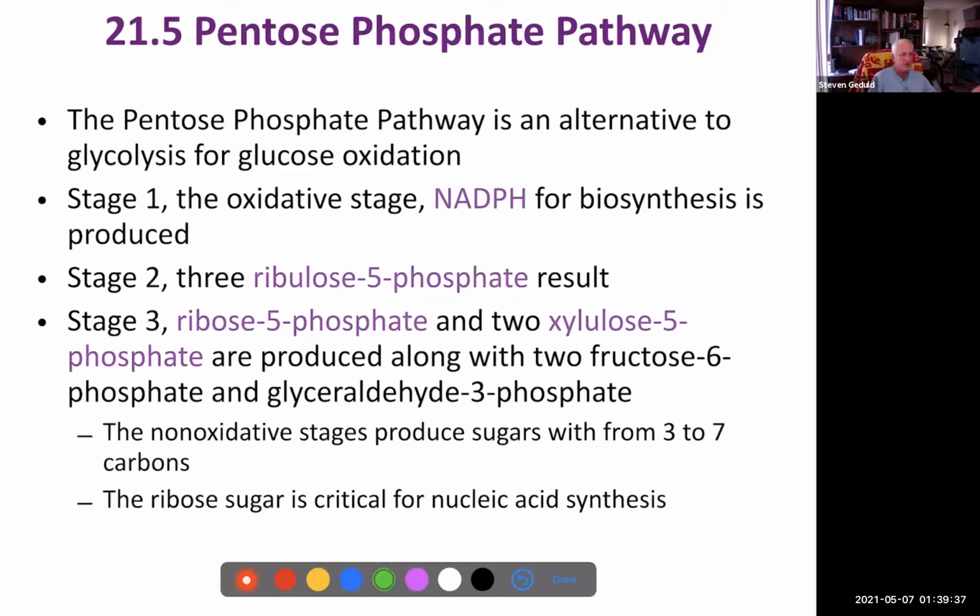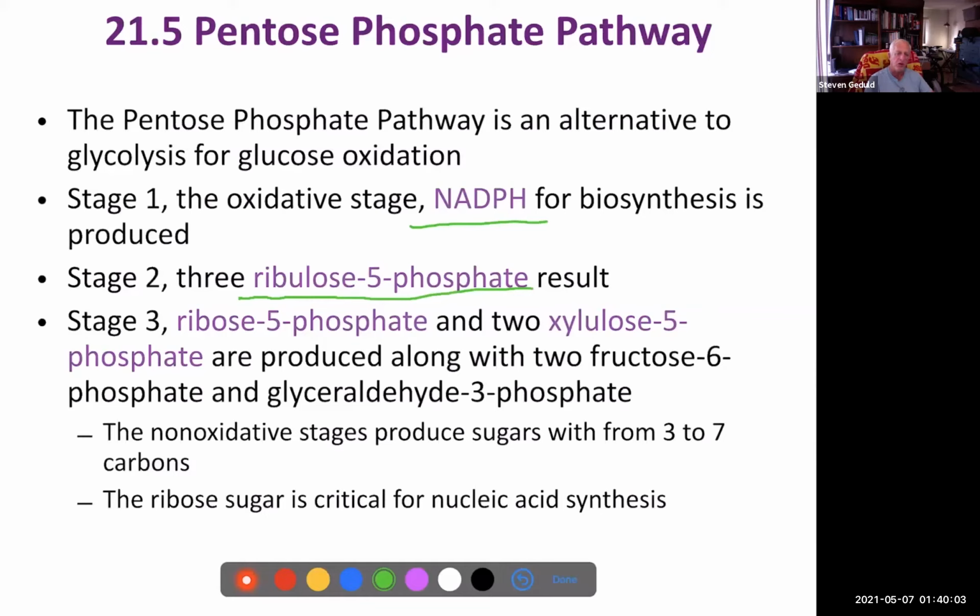All right. So the pentose phosphate pathway is an alternative to glycolysis for glucose oxidation. In stage 1, the oxidative stage, NADPH for biosynthesis is produced. So now you're producing NADPH, phosphate with a hydrogen on it. In stage 2, ribulose 5-phosphate results. Now you've got a 5-carbon sugar with a phosphate group on it instead of a 6-carbon sugar.